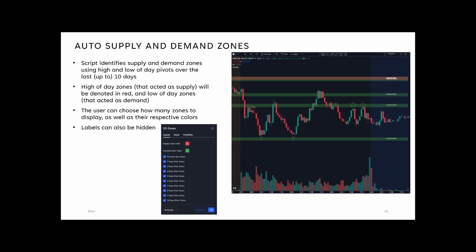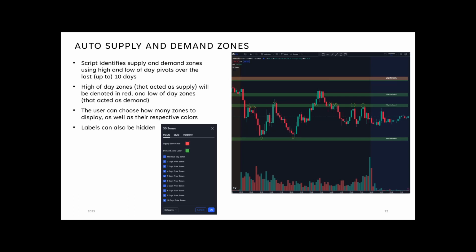So I use those low and high of days to draw zones, and those zones go all the way up to 10 days in the past. You can enable whichever ones you want. You can change their color, and I use these all the time. And again, this is something that some people just trade zone to zone and then use price action.